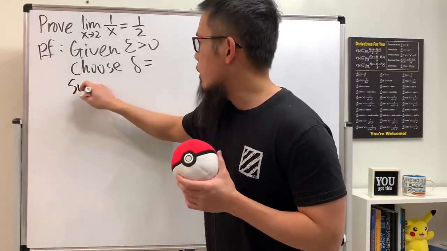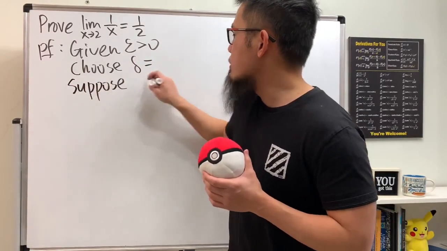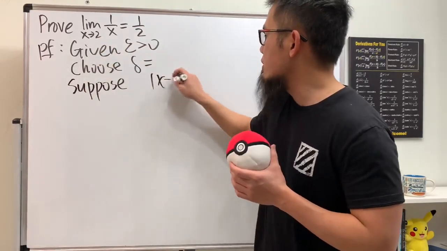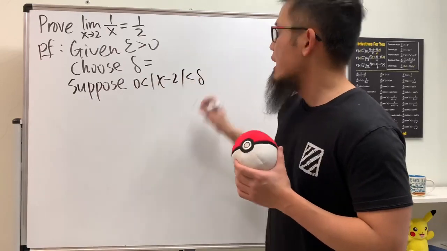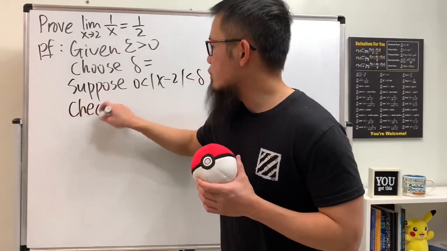Next, we're going to say suppose, and this right here, you have to remember, we suppose the absolute value of this minus that, which is x minus 2, and you're going to put this in between 0 and delta. So go ahead and write that down right here. And lastly, we're going to say check, and this right here requires some algebra.